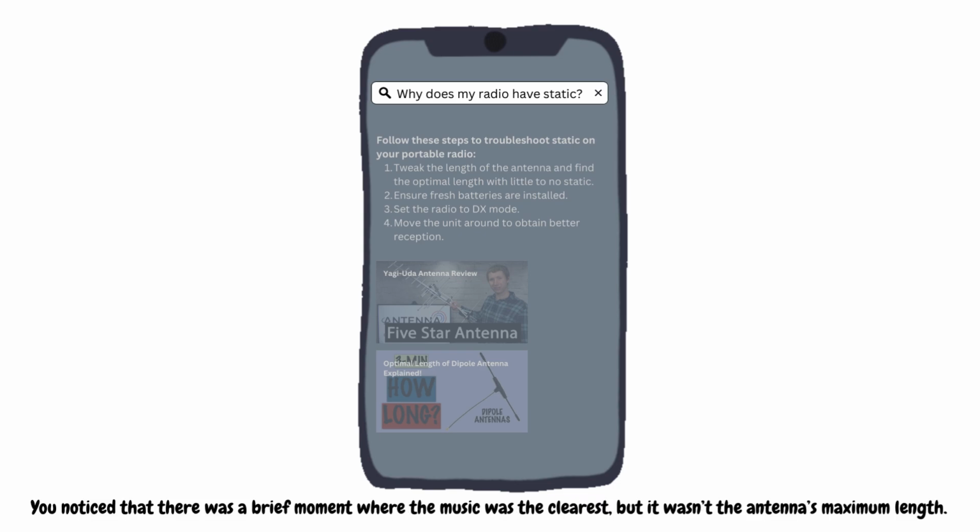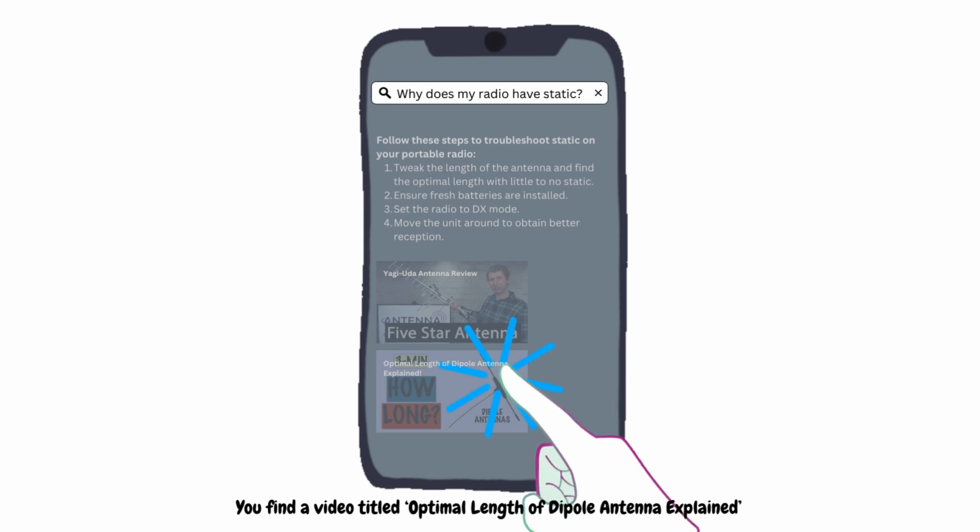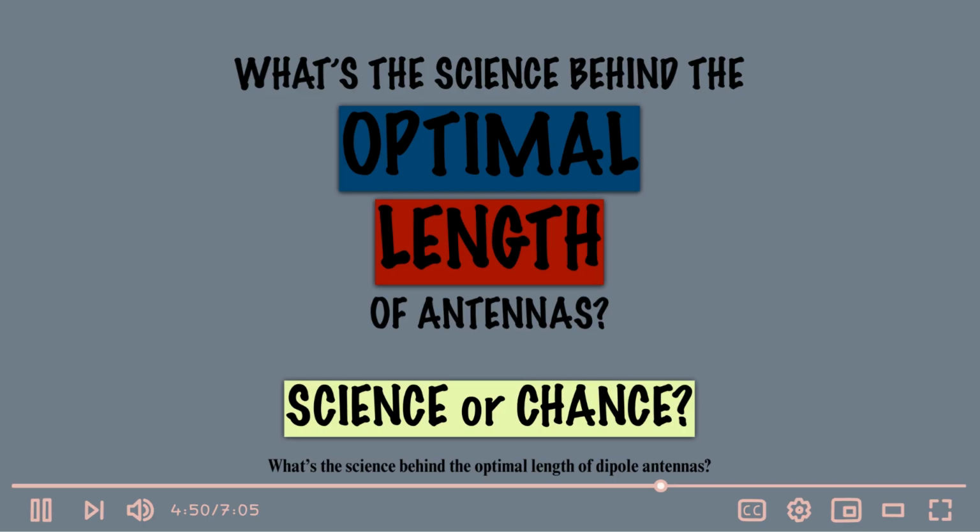You notice that there was a brief moment where the music was the clearest, but it wasn't the antenna's maximum length, which contrasts popular beliefs. You go back on your phone to find videos explaining this concept. You find a video titled Optimal Length of Dipole Antenna Explained. What's the science behind the optimal length of dipole antennas?